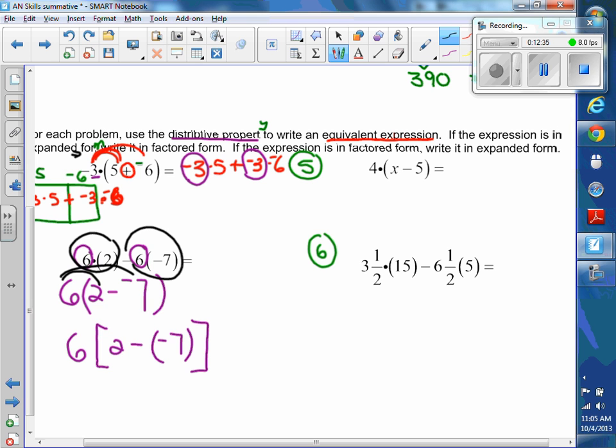So what would you do with number 5? You do 4x. Yeah, perfect. 4x. Same operation. Minus 4 times 5.